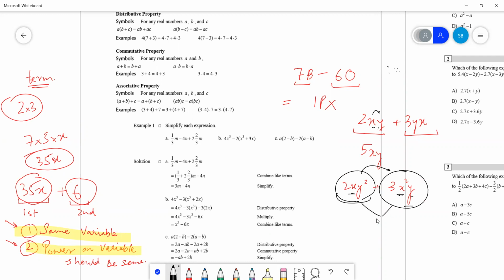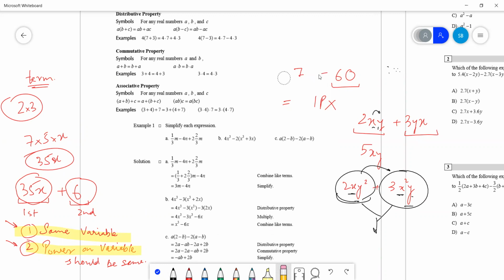So you cannot combine them. You can write them as they are, that's it: 2xy squared plus 3x squared y. Is it clear till now? Yes.